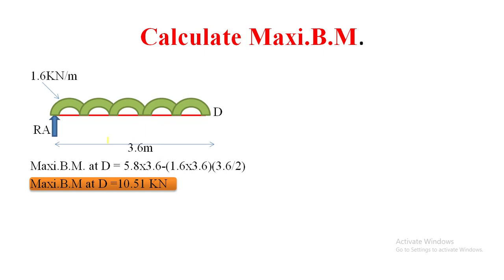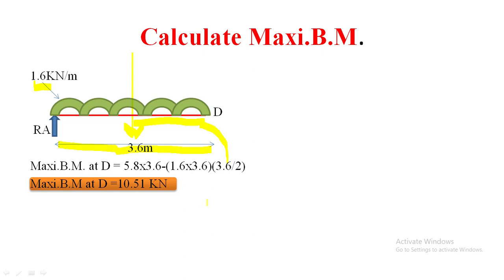Now, taking bending moment at D, RA's value is 5.8, which is going in the upward direction, so consider plus 5.8 into the distance 3.6. Then convert the UDL into a point load, at the center of the 3.6, so the minus value is minus 1.6 into 3.6 into the half distance of 3.6 meter, that is 3.6 divided by 2. Putting all these values in the calculator, we got an answer of 10.15.